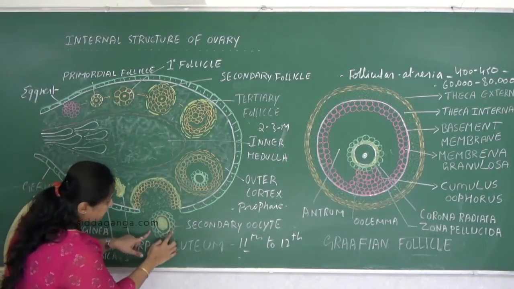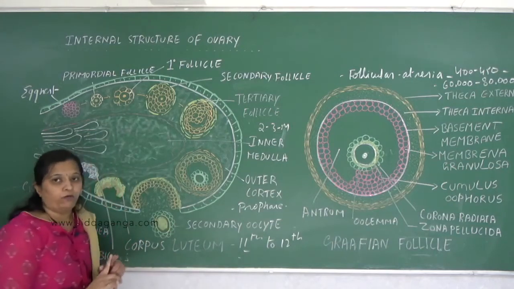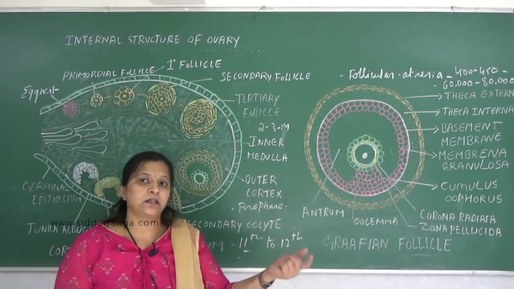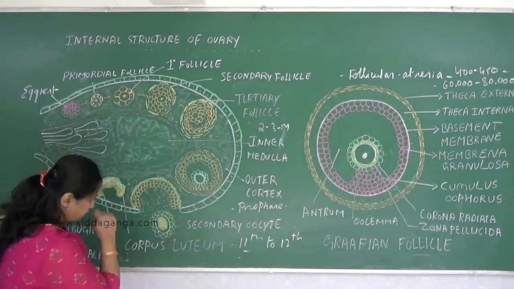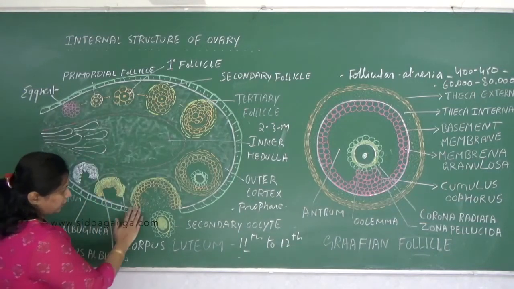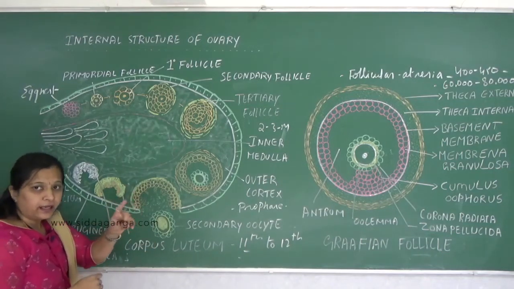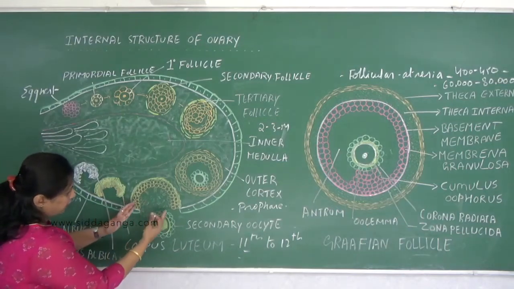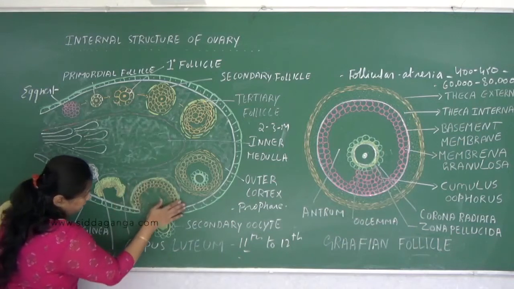So this release of the secondary oocyte from the Graafian follicle is called what? Ovulation. So ovulation occurs on which day of the menstrual cycle? Usually on the 14th day of the menstrual cycle. So this is what? Ovulation. And ovulation is because of which hormone? LH hormone.